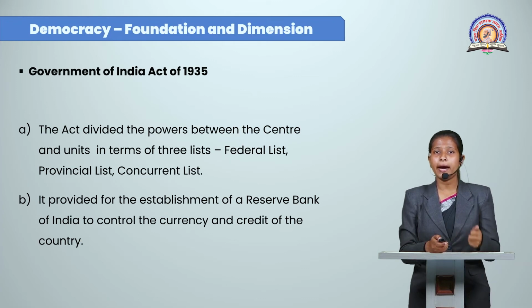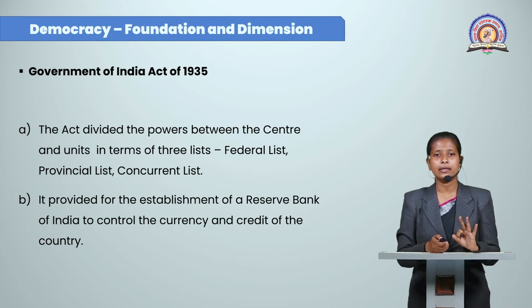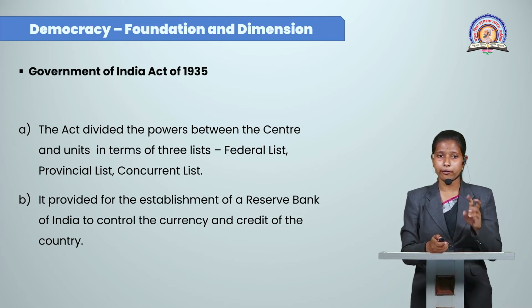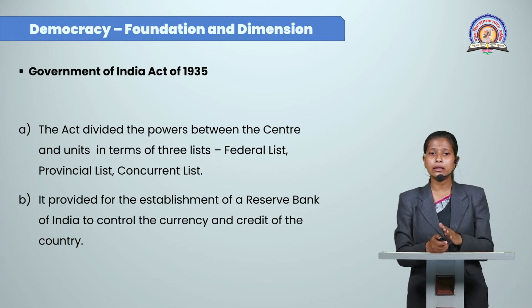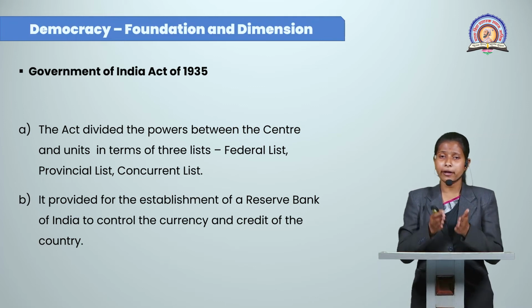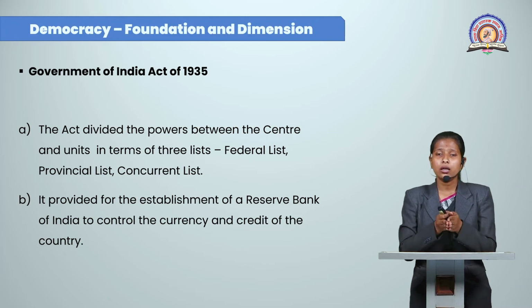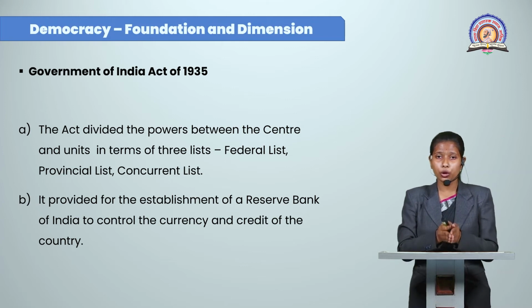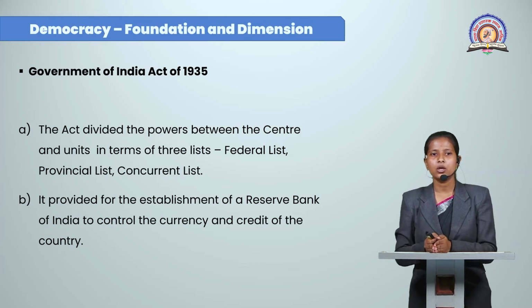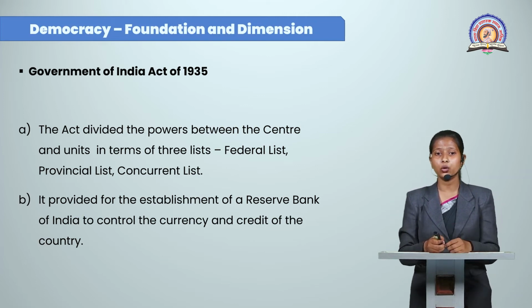The act divided powers between the center and the units in terms of three lists. The first was the federal list, the second was the provincial list, and the third was the concurrent list. So the powers were divided. Now the federation was inserted in India. Federation means the division of powers and giving lists to the state, to the union, and the concurrent list. After that, it also provided for the establishment of the Reserve Bank of India to control the currency and credit of India.